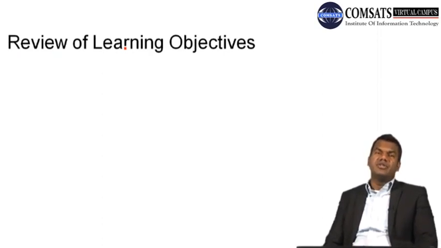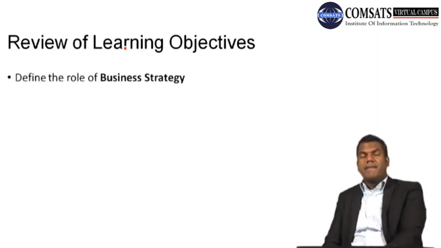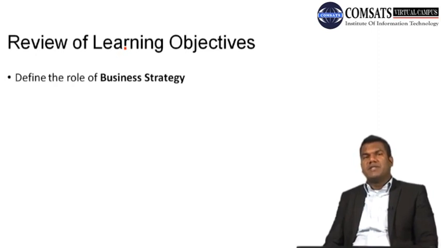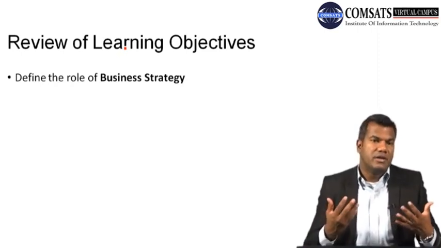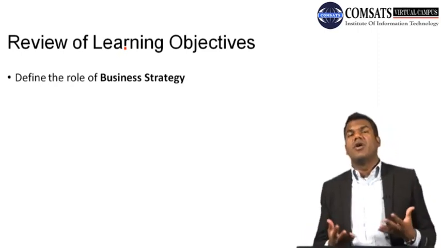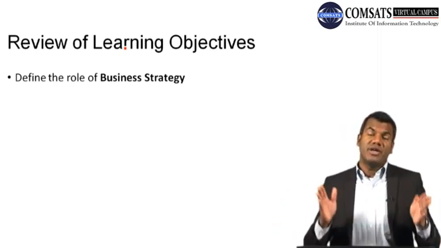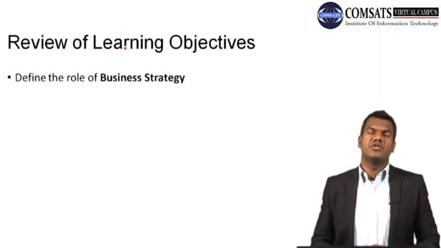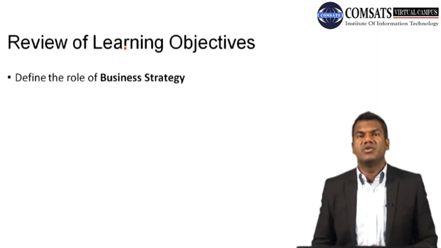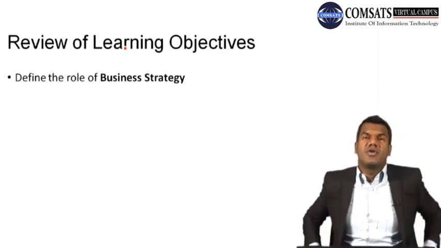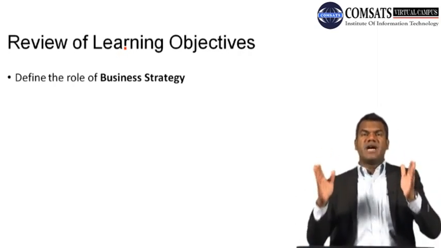Now I am just going to review what were the learning objectives of this chapter. We talked about the role of business strategy, which seems very critical when it comes to dissecting a look on the operations. But again, if you want to analyze what kind of operations you are trying to achieve, aap apne operations mein kis kism ki niche dekhte hain, then what you have to do is that you have to come across a sound business strategy.